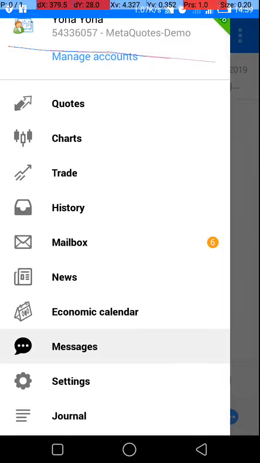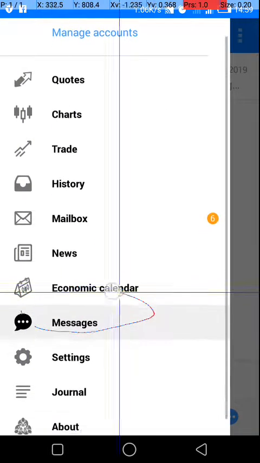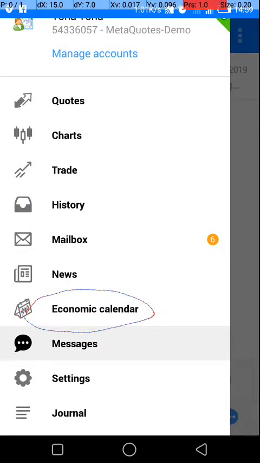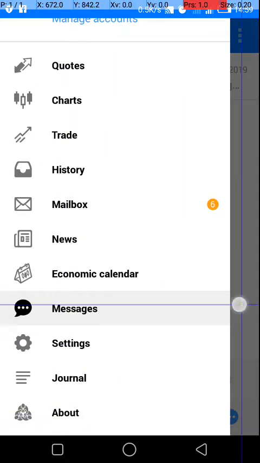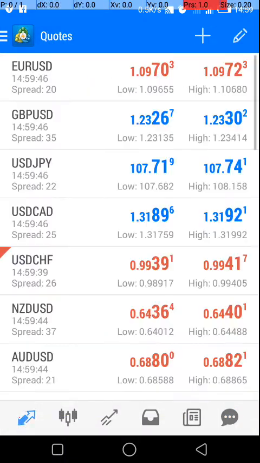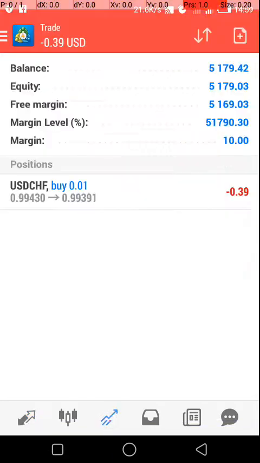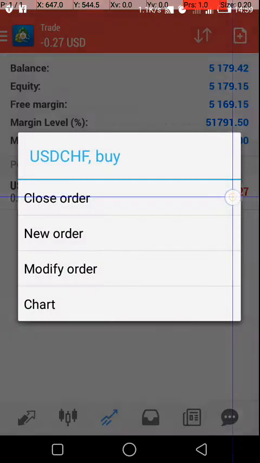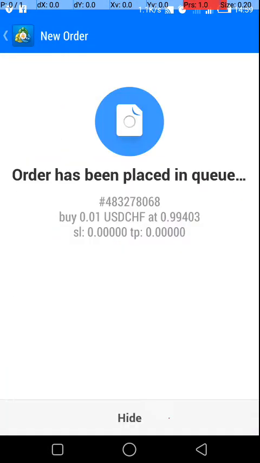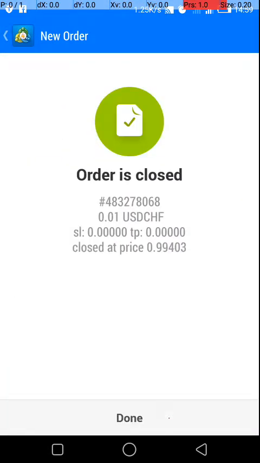And we have here messages, and we have the economic calendar for tracking what kind of news is coming up next. And we have settings, we have journal, and we have about. Do we have something else? No. Yes, we have to close this. You can't leave it like that. We don't have stop loss or take profit, so we have to close it.